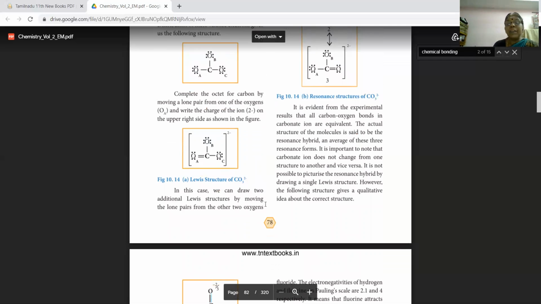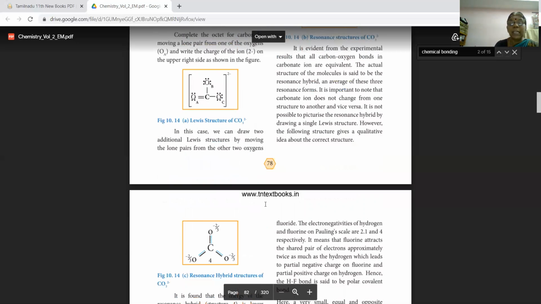Next, it is evident from the experimental result that all the carbon oxygen bonds in carbonate ion are equivalent. The actual structure of the molecule is said to be resonance hybrid, an average of these three resonance forms. It is important to note that the carbonate ion does not change from one structure to another structure and vice versa. It is not possible to picturize the resonance hybrid by drawing a single Lewis structure. இது ஒரு single Lewis structure வச்சு நம்ம explain பண்ண முடியாது. However, the following structures give a qualitative idea about the correct structure.